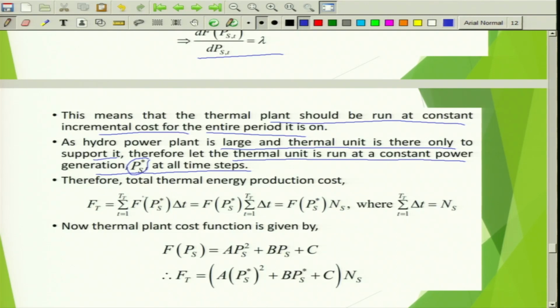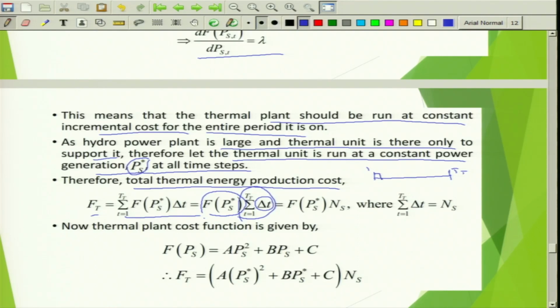Therefore, we will obtain that. Therefore, the total thermal energy production cost Ft is this, the objective function, right. So you take out f of Ps star, and this is the total time. Delta T is the time sample, let us say from t equal to 1 to t equal to TT, where thermal is operative.